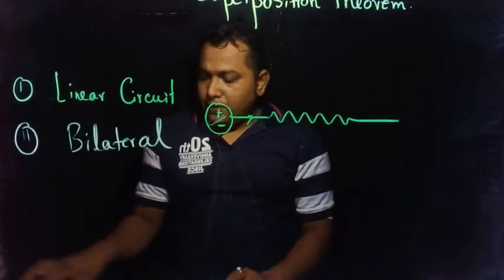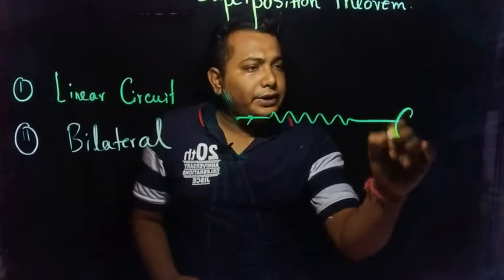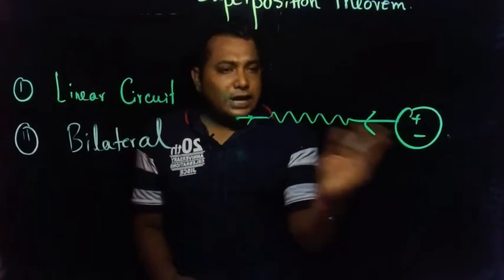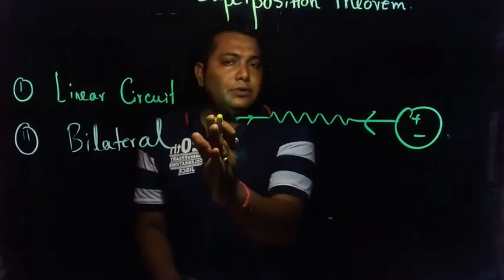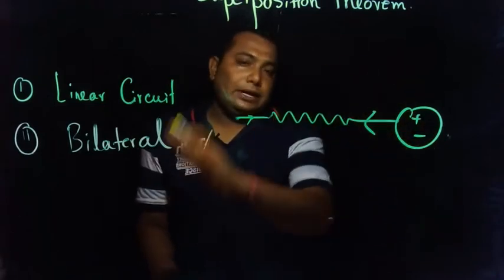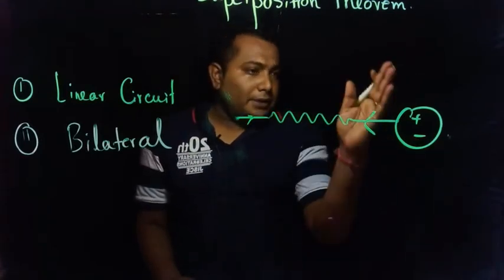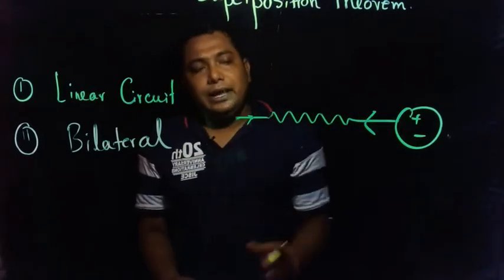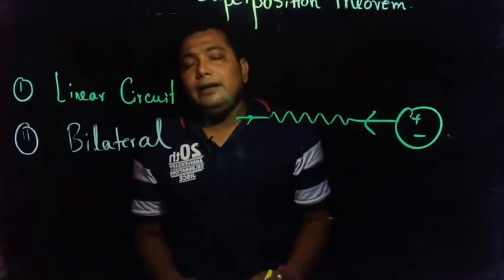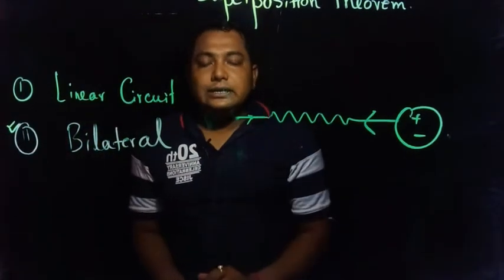Now if we disconnect this from here and connect it over here, the current will flow the other way. So if we connect the positive terminal over here and the negative terminal over there, the current will flow from this side to that side. Or if we connect the positive terminal over here and the negative terminal over here, the current will flow from this side to this side. So this property is known as bilateral.